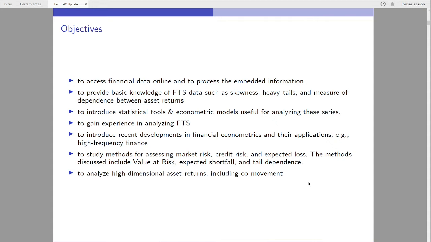Introduce recent developments in financial econometrics and their application. This goes all the way to lecture 6-7 with high frequency finance, which will be pretty useful later on. Sixth, to study methods for assessing market risk, credit risk, and expected loss. This might be the biggest one, honestly. Methods discussed will include value at risk, expected shortfall, tail dependence. And for the last one, to analyze high-dimensional asset returns, including co-movement. This is going to allow us to discriminate pretty well.